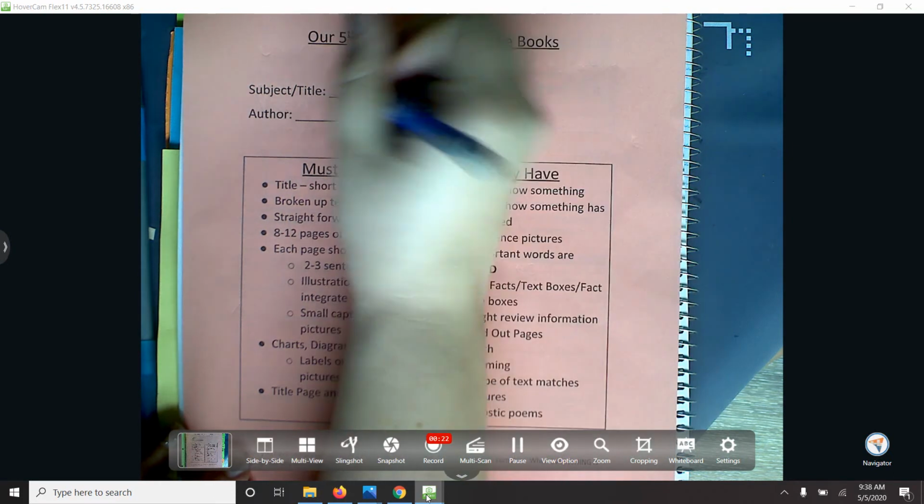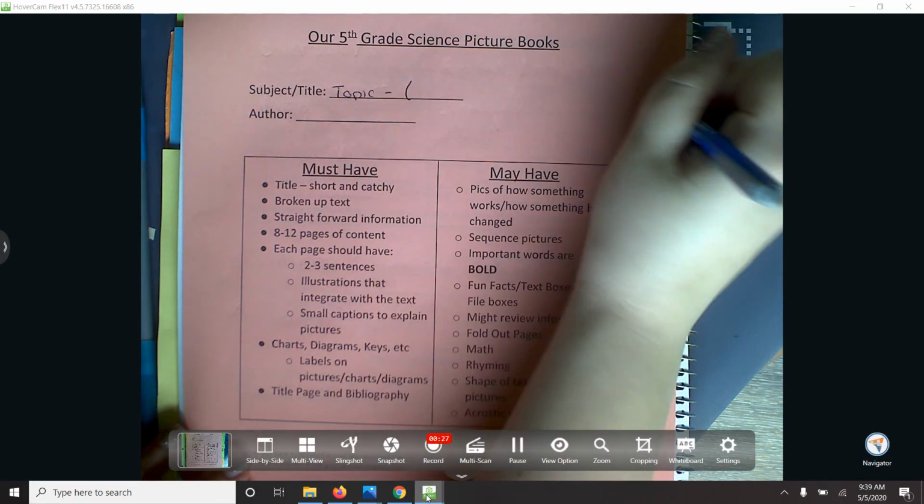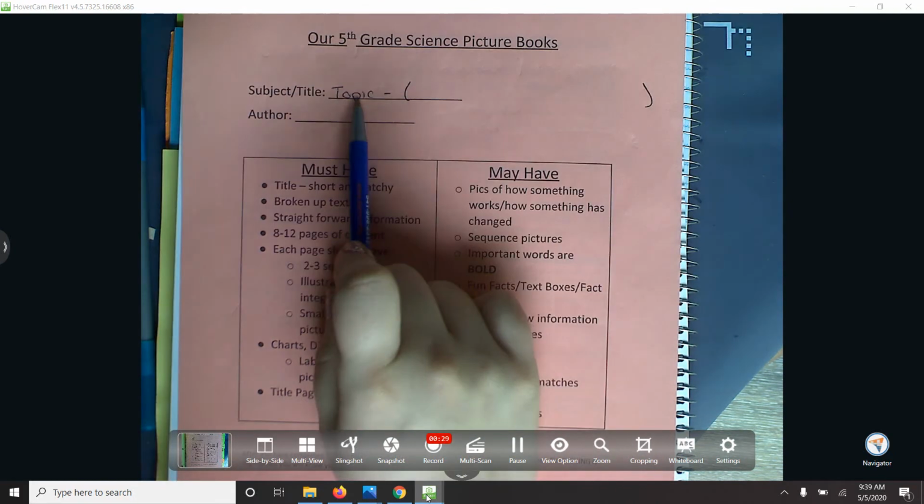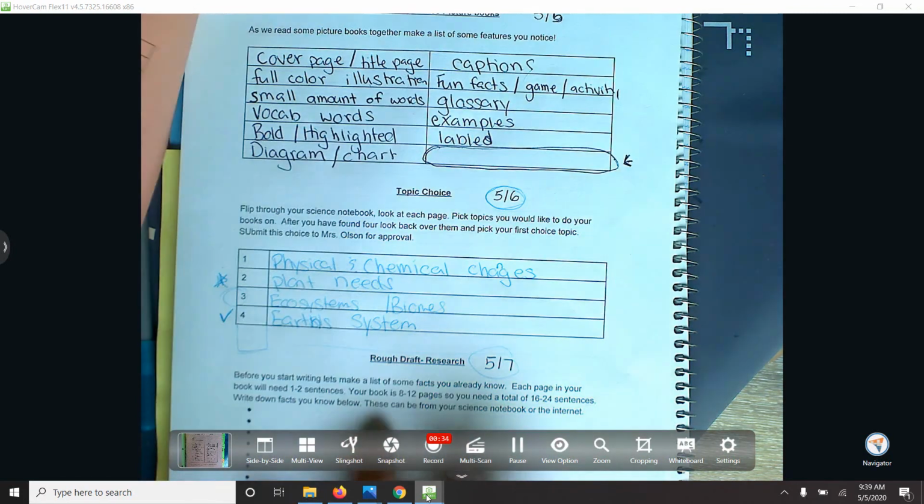So I'd write topic, and then in parentheses is where I'll put my title after I think about it. Don't actually put the word topic, write down your topic. Okay? Today, we're moving on. We're going down here to 5-7.